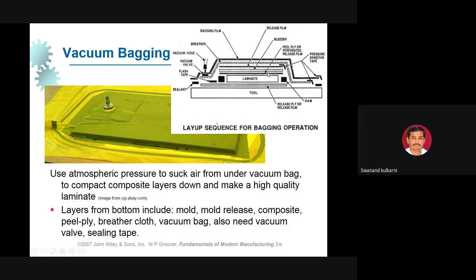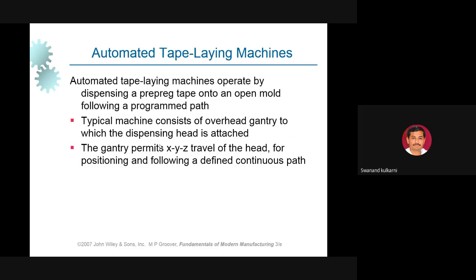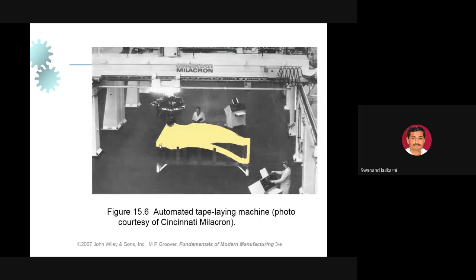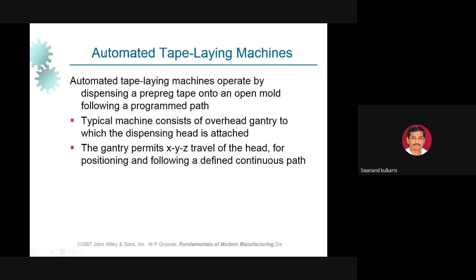Here the peel ply or perforated release film is present. Here the bleeder is present, and the release film is present here. So the material which is required is already present here. Due to the vacuum creation here, the matrix material will get sucked and spread over all this reinforced region in order to manufacture the component of this particular shape. Is it okay? Then, automated tape laying machine.